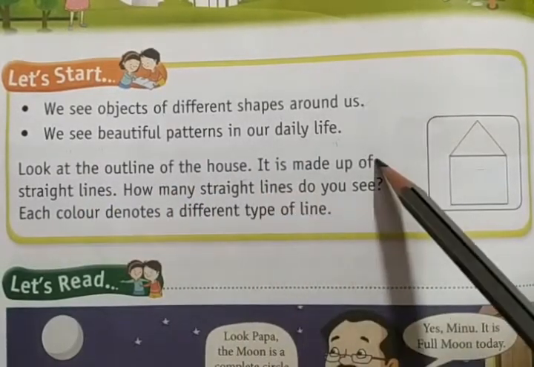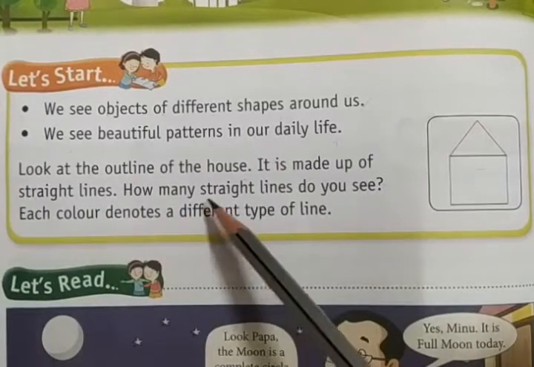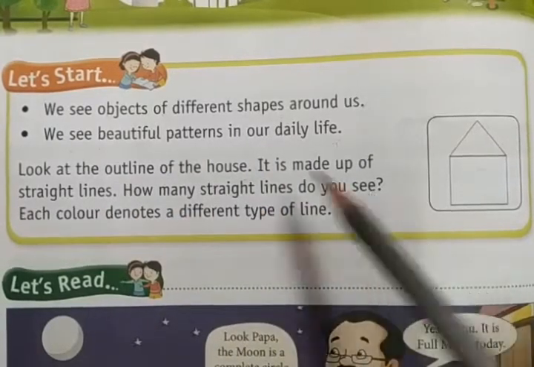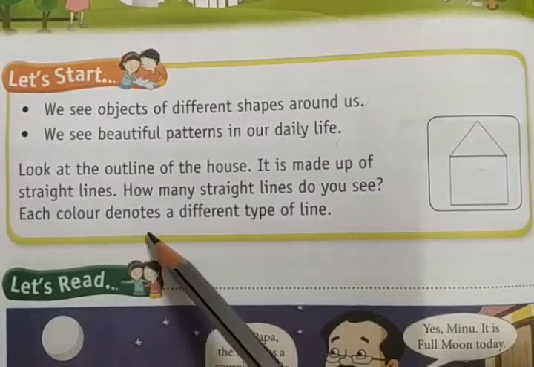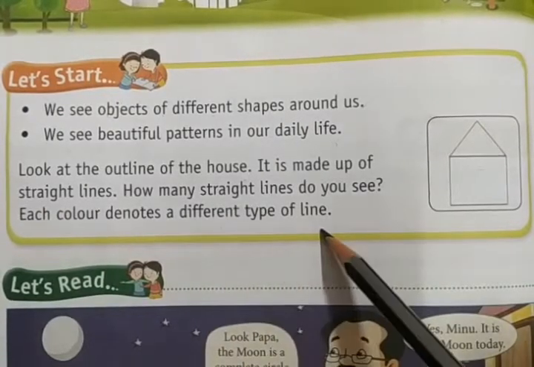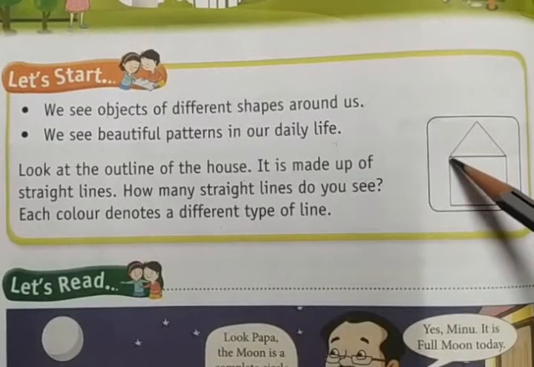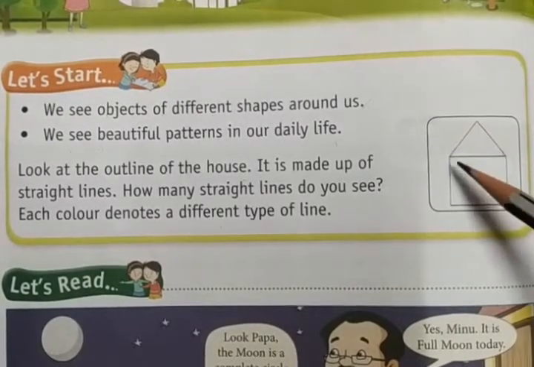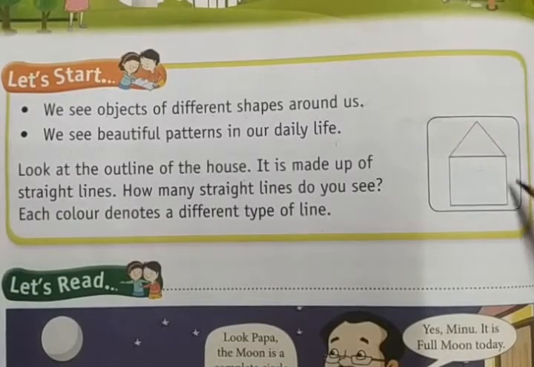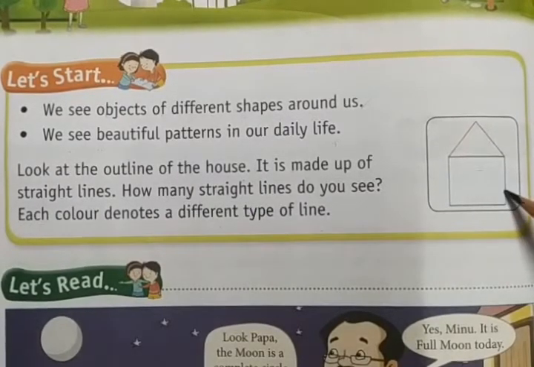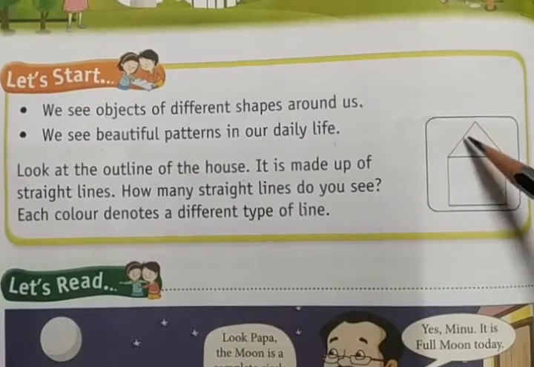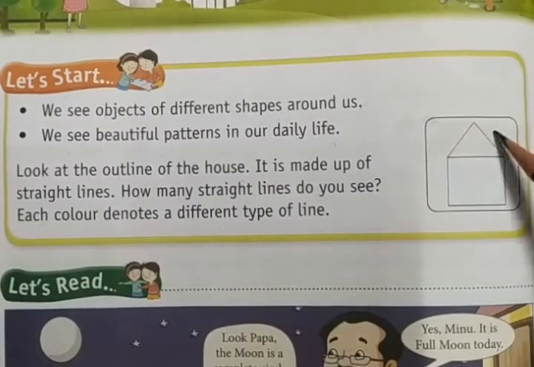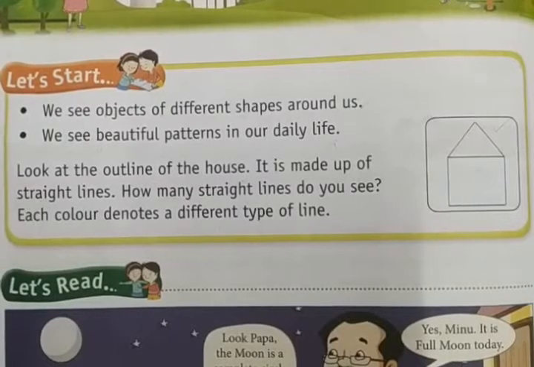Okay, look at the roof outline of the house. It is made of straight lines. How many straight lines do you see? Each color denotes a different line. See, this is one straight line, another straight line, another, another, one more, and one more straight line. 1, 2, 3, 4, 5, 6. 6 straight lines we can see here in this outline. Okay, in this image. So let's read.